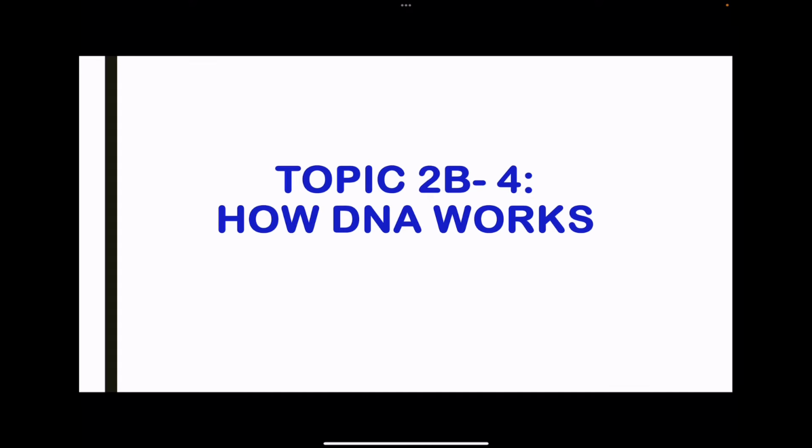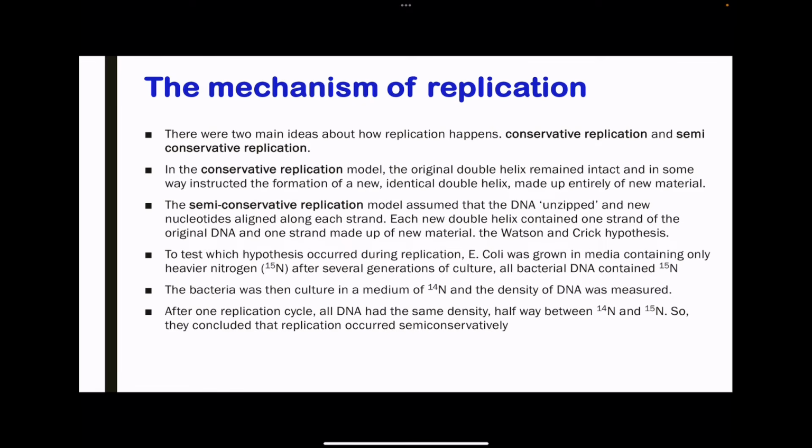Moving on to topic 2B4, how DNA works. There are two main ideas about how replication happens. One is called the conservative replication, and the other is the semi-conservative replication. In the conservative replication model, the original double helix remains intact, and in some way it instructs the formation of a new identical double helix made entirely of new genetic material. So this means the new double helix does not contain any genetic material from the original double helix.